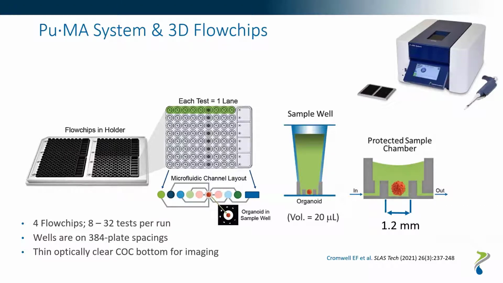4 flowchips are placed in a holder that locates all wells in a 384 multi-well plate format, providing for 32 samples per assay. Each test lane is designated to one organoid or spheroid sample and consists of a sample well connected to the reagent well via microfluidic channels. Flowchip can be filled with any reagents like media, compounds, or stains, depending on the assay configuration.